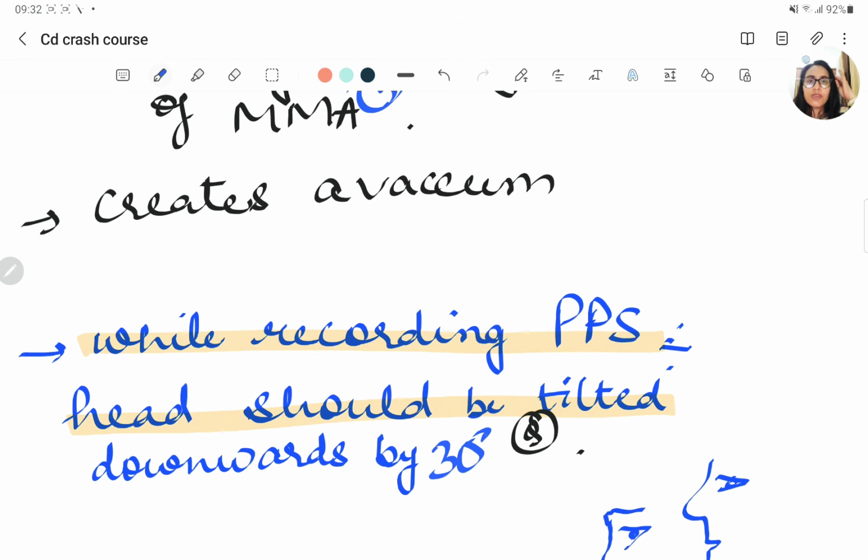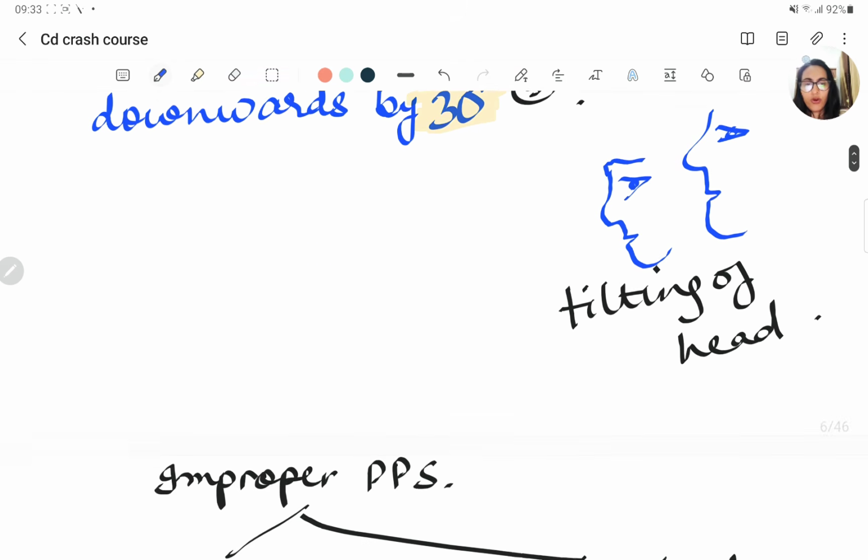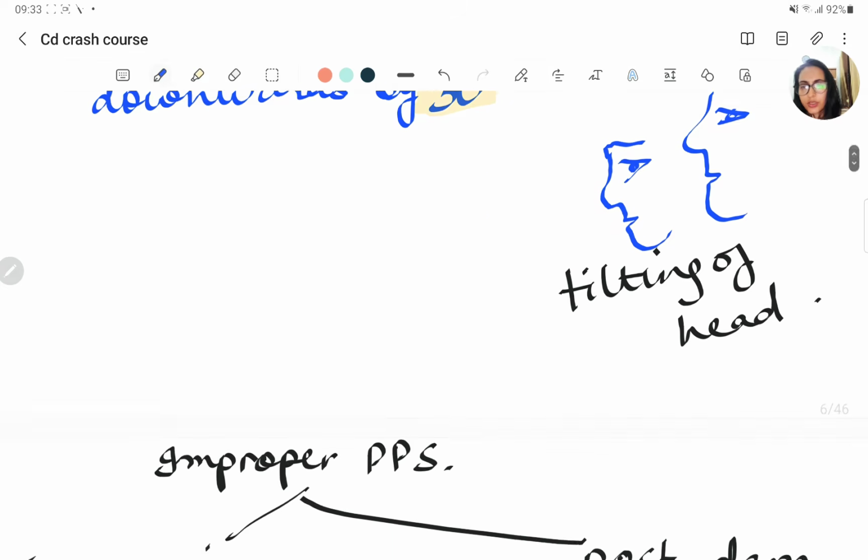So basically, we slightly move the head down when we are eating, right? So that is why we record the PPS when the patient's head is tilted by 30 degrees. That's the reason we tilt the head 30 degrees downward when we are recording the posterior palatal seal area.